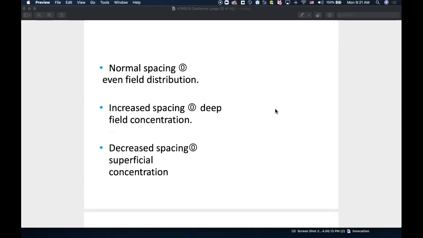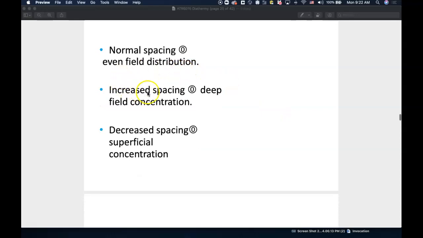What we know about normal spacing is it's going to even the field of distribution, which is great. We want even electromagnetic energy to be delivered to our patient. It's when we don't have normal spacing that we get these uneven fields of distribution, and it leads to spikes and burning or discomfort in patient treatment, right? Okay. What we also know is that as we increase the amount of space between the diathermy machine and the treatment area, we get deeper penetration, right?